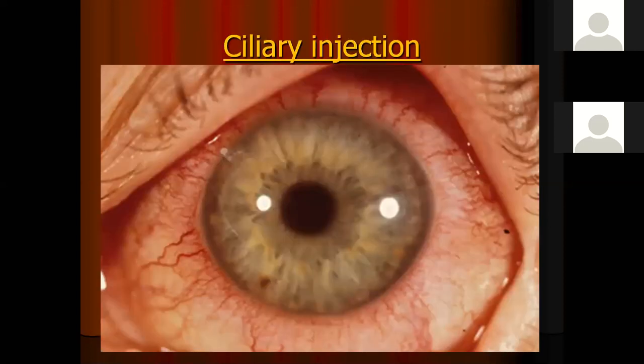Here you can see ciliary injection. If you see the limbus, this is the limbus, and these are the congested vessels all around the limbus. This is ciliary injection, all around the limbus. But the rest of the conjunctiva, you can see it's not very congested. But here, all around the cornea, they are very congested.